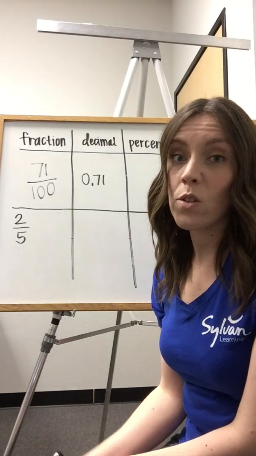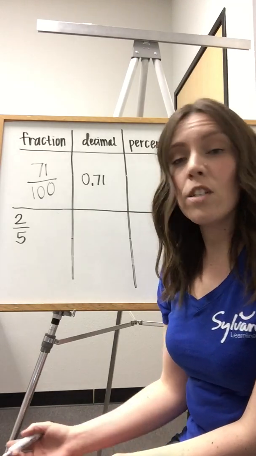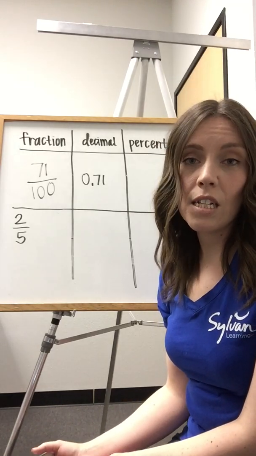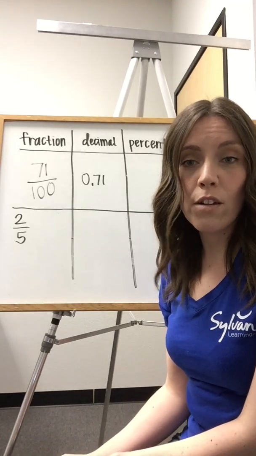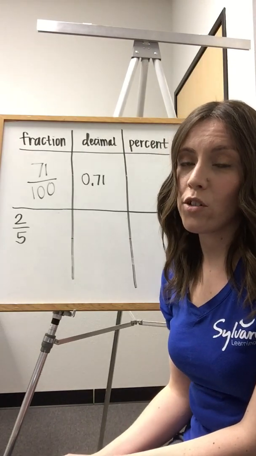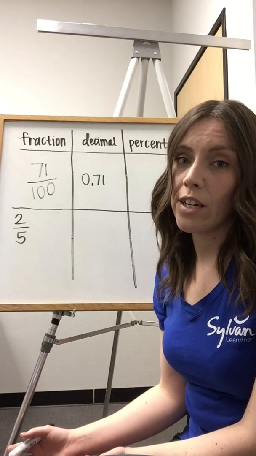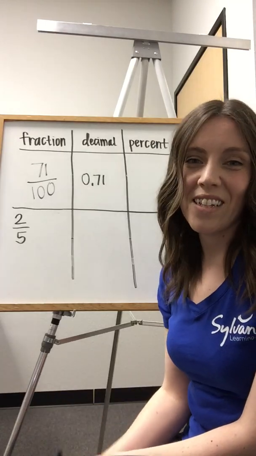Now, in order to write this number as a percent, we can use either the fraction or the decimal. So let's start with the fraction. We can use that number because a percent is simply a proportion out of 100. So anytime you have a fraction over 100, your numerator becomes your percent. In this case, 71.